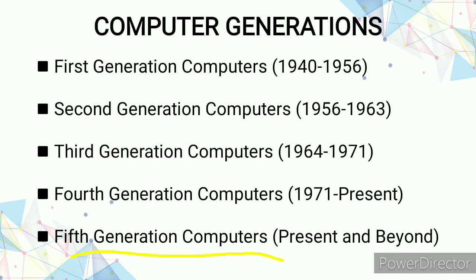The timeline will be present and beyond. As you have already seen, it has the beyond concept in it. So whatever is coming in the way of computer science, we have already included in the fifth generation. Many of you may have seen in some web lectures that there are people who include another generation called the sixth generation, but that is not in our syllabus. We have till the fifth generation of computers.